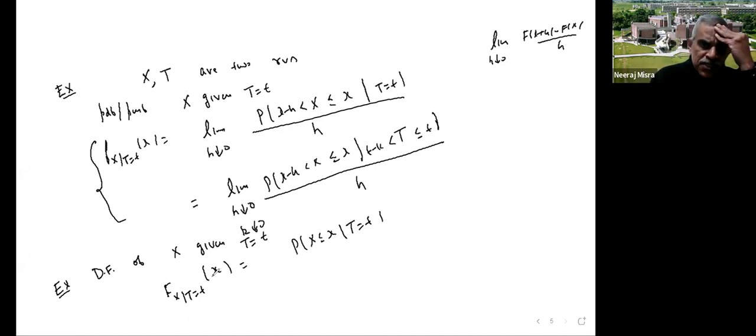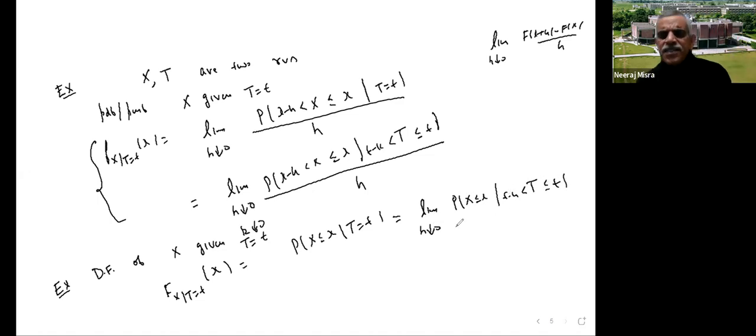F of x given T is equal to t, is same as probability X less than or equal to x given T is equal to t, which is same as limit h going to 0 of probability that X less than or equal to x given T lies between t minus h and t. This holds for discrete as well as continuous. Now you can continue the way you want, right?